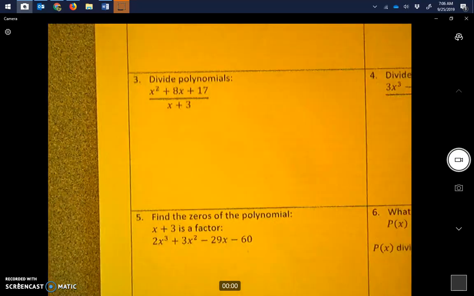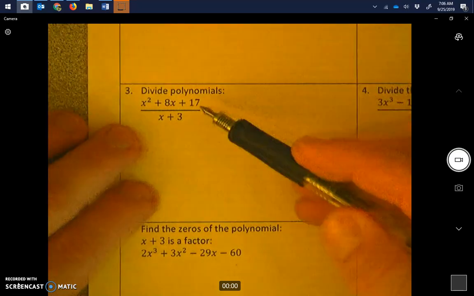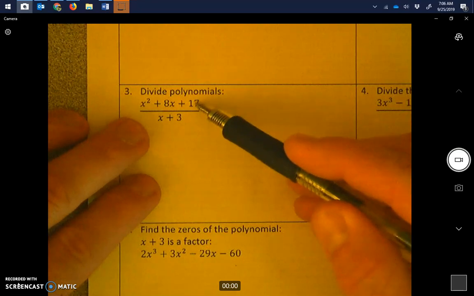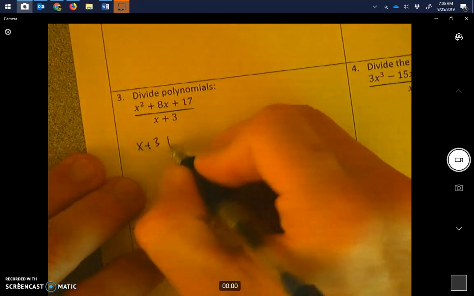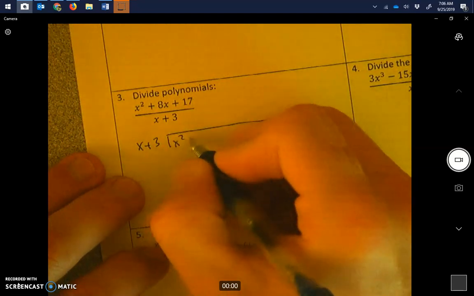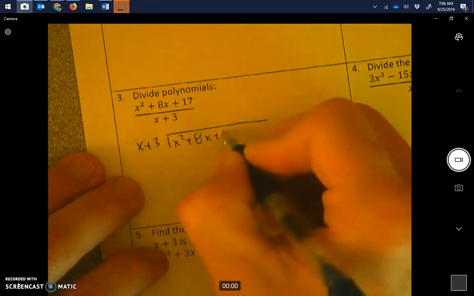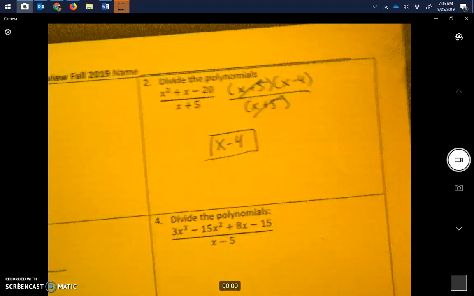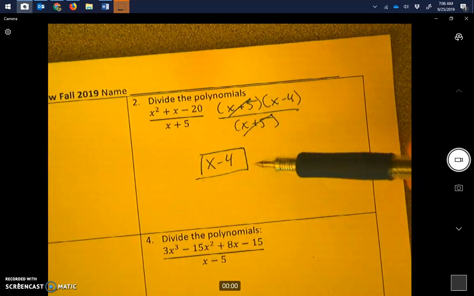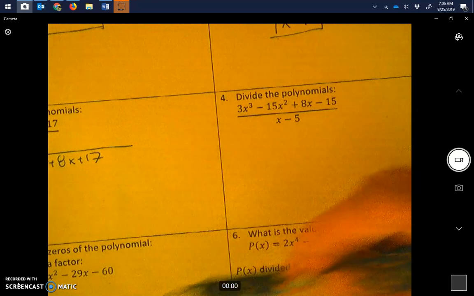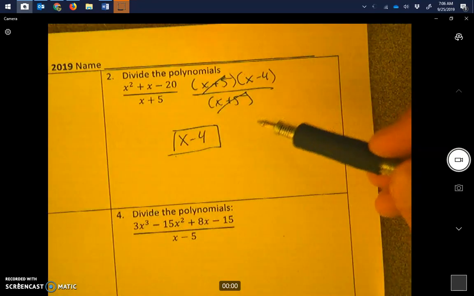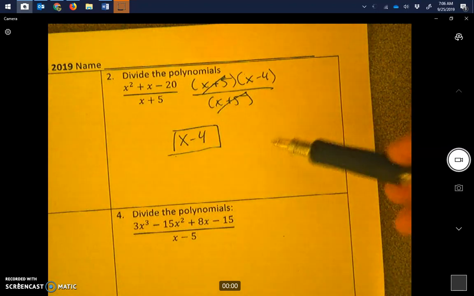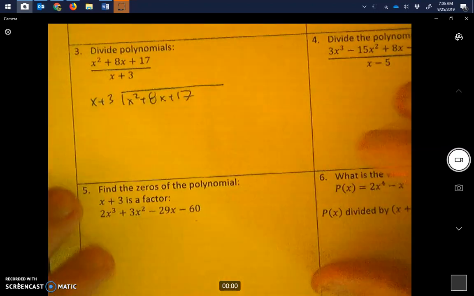Okay. Over here, we can't factor this problem up top easily, so we're going to have to do long division. So we have x plus 3, x squared plus 8x plus 17. So on the test, just so you know, the second question I will make it to where you can factor like this. The rest of the questions where you have to divide, you'll have to do long division. So there'll only be one where you're able to factor, and it'll be the second question. Everything else will be actual long division.